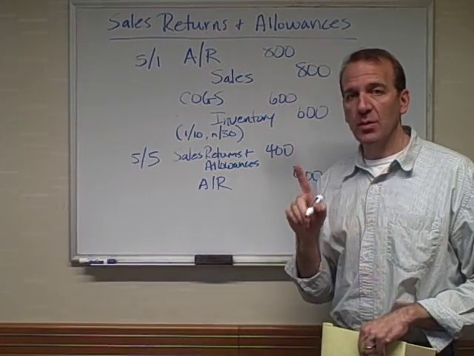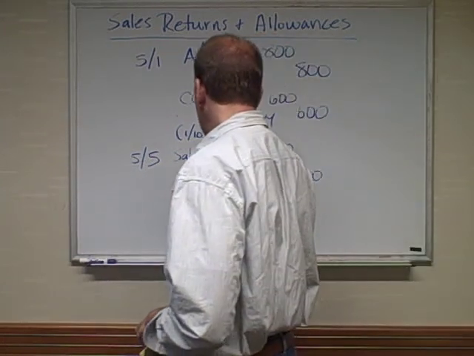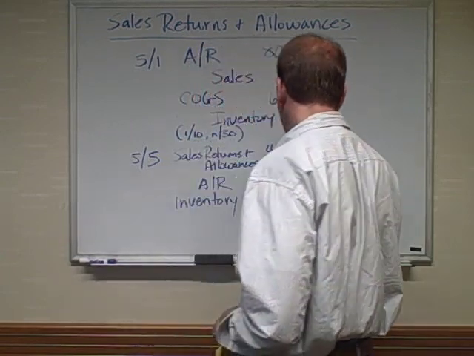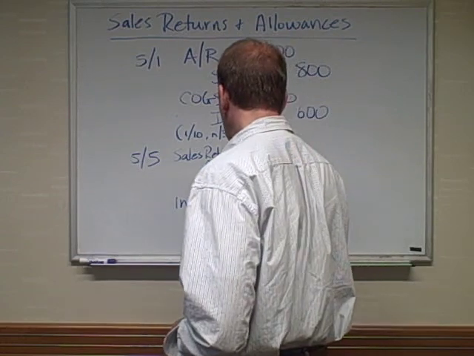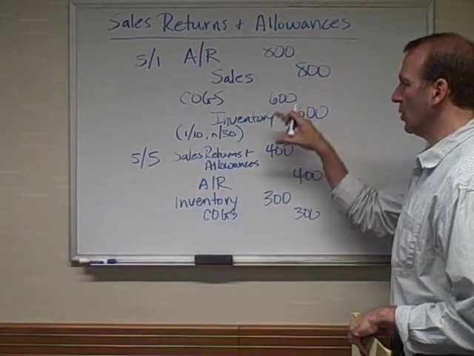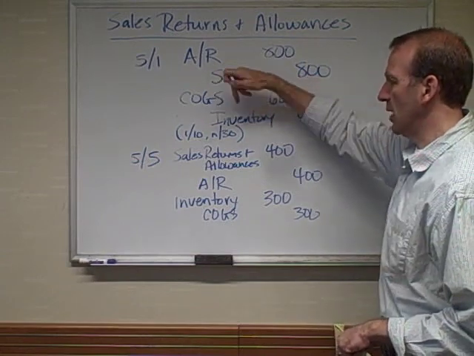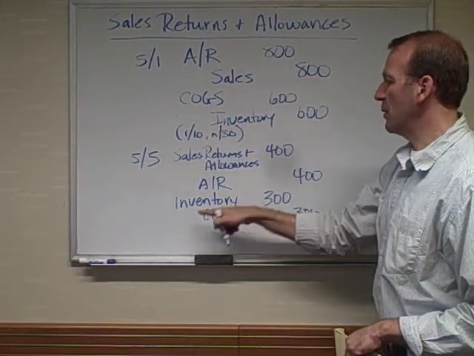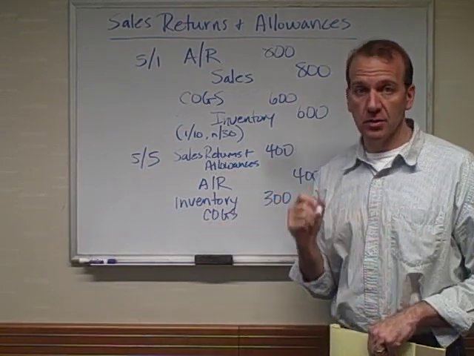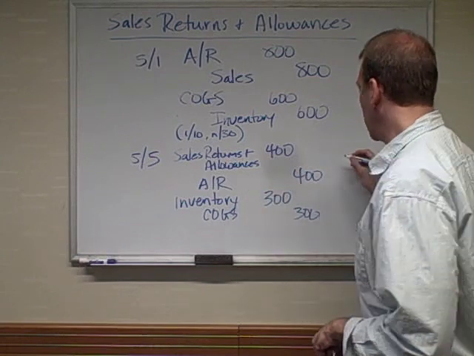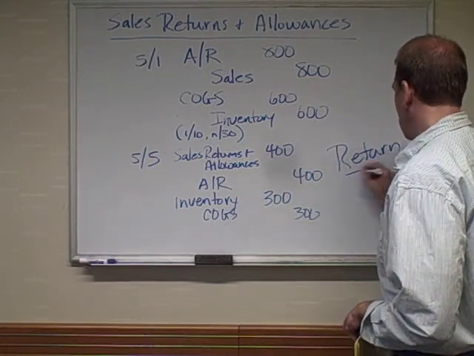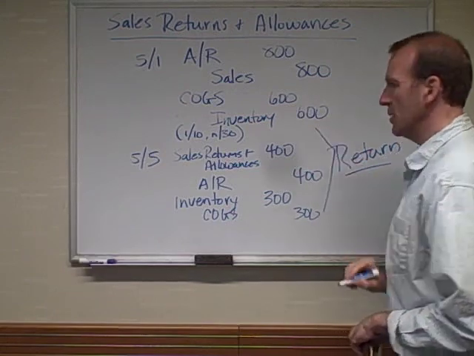But they're only returning half of the items. And then we debit inventory because we're getting the inventory back, $300 worth, and then we have to eliminate the entry that we had put in cost of goods sold. So you can see that all we're doing is we're reversing this journal entry. Instead of cost of goods sold, inventory, we're reversing it: inventory, cost of goods sold, the amount of the items that are being returned to us. So this is an example of a return.